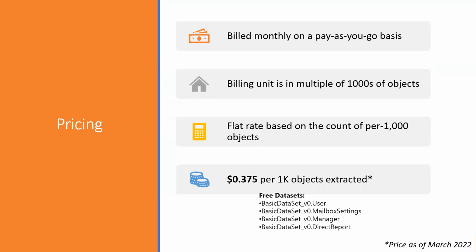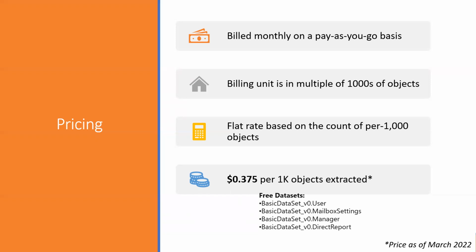Okay, so the billing unit for that is multiples of 1,000 objects. An object can be anything. It can be a mail, an email. It can be one conversation. If you're extracting an email message, it will be considered as one object. So if you're extracting, say, 10,000 objects, it will be charged as 10. The rates are based on 1,000 objects. So if you extract, say, 1,001 objects, you will be charged for 2 units.